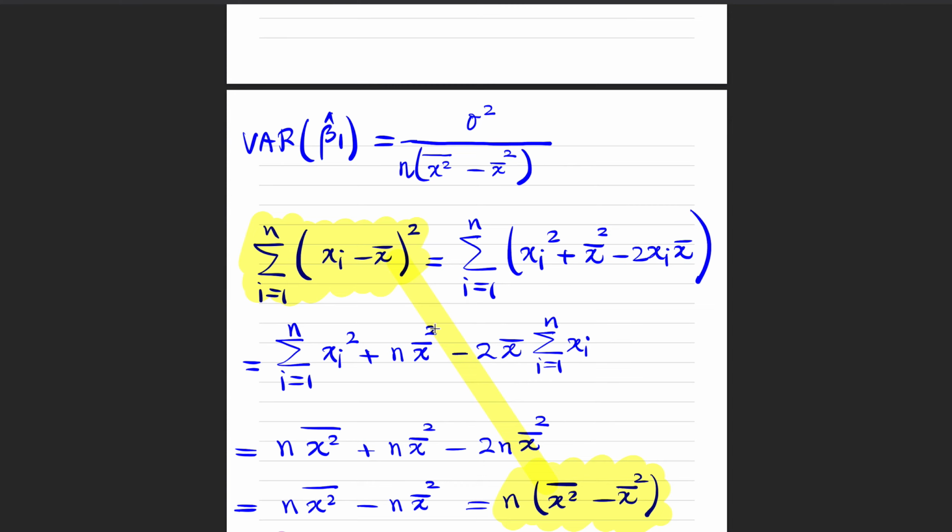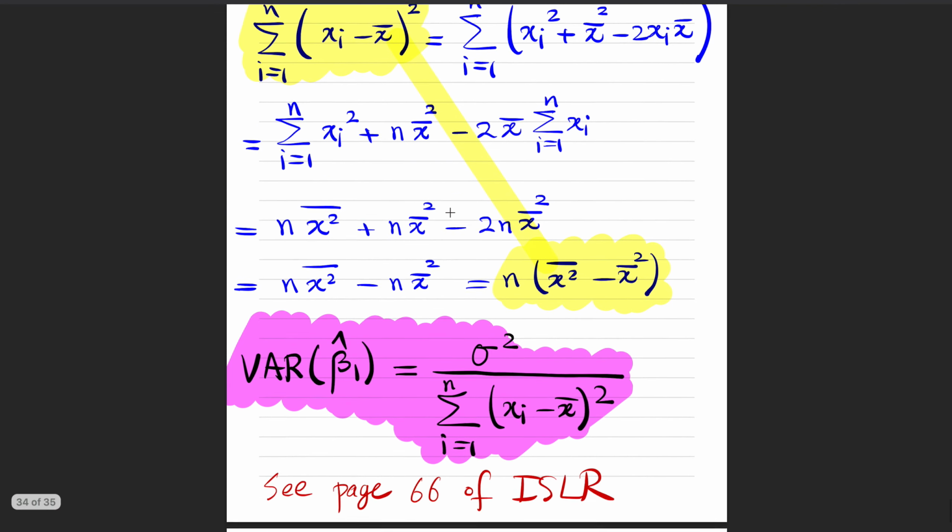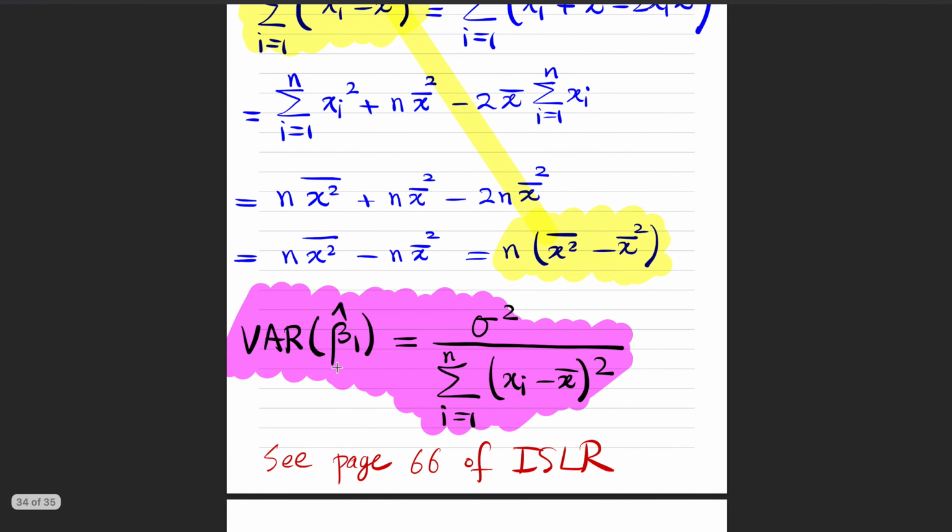Here you have n x bar squared, and here, what is this? This is n times x2 bar. And then you subtract this, you get n x2 bar minus n x bar squared. So this quantity is the same as this quantity, which is here. So the variance of beta 1 hat is sigma squared divided by the sum of squares of xi minus x bar squared.